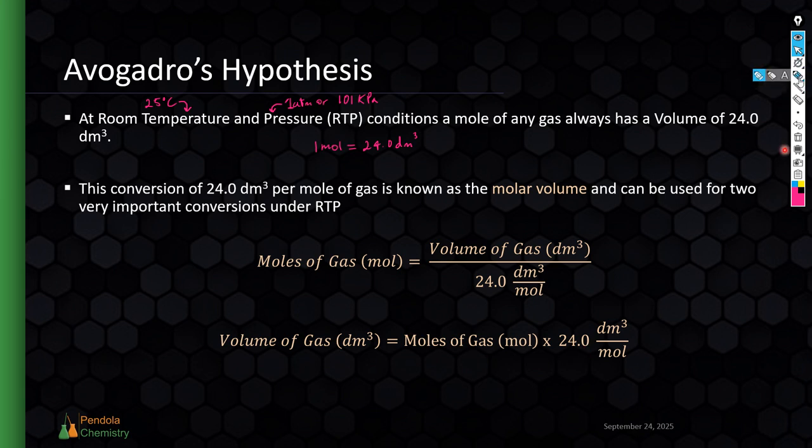And you can tell that these units are going to cancel, right? How do we get moles here? Well, if we got dm cubed and we divide it by dm cubed over moles, the dm cubed cancel out and we end up with just moles. If we want the volume of the gas in cubic decimeters, then we multiply the moles times the molar volume, dm cubed over moles. The moles cancel out and we end up with just cubic decimeters. So we can see the math work out in those units.